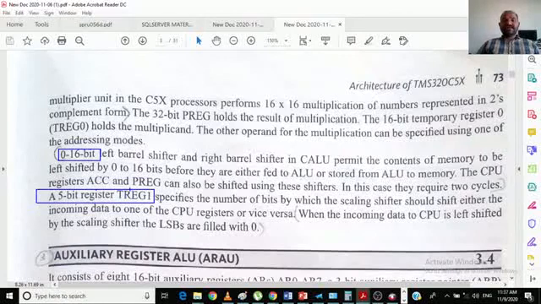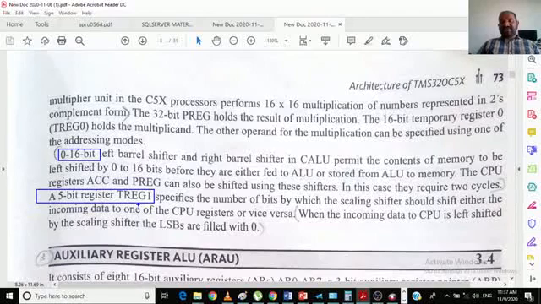This register shows the count value. That count is nothing but how many times the shifting should be done, whether left shifting or right shifting. How many times that shifting should be done is indicated by temporary register 1, whose size is 5 bits.